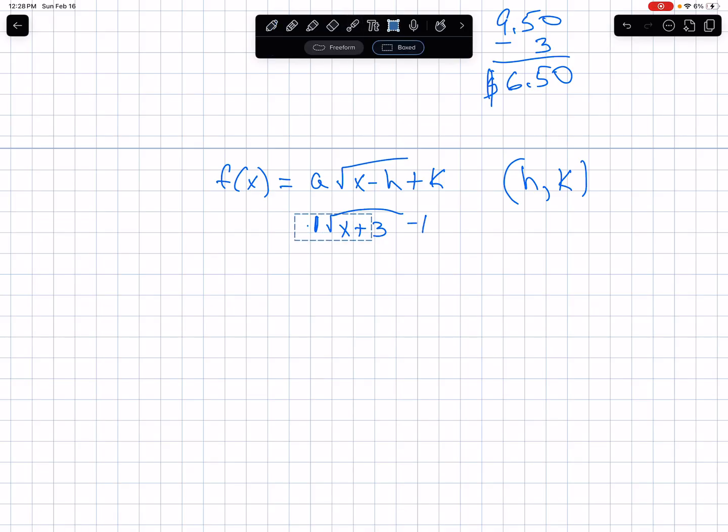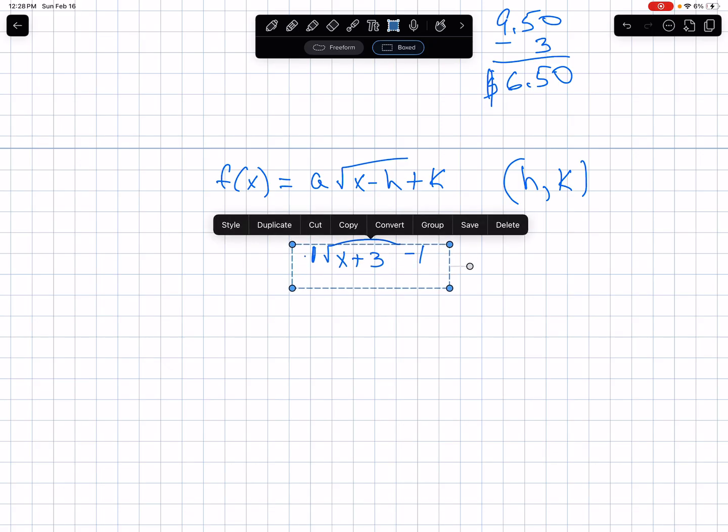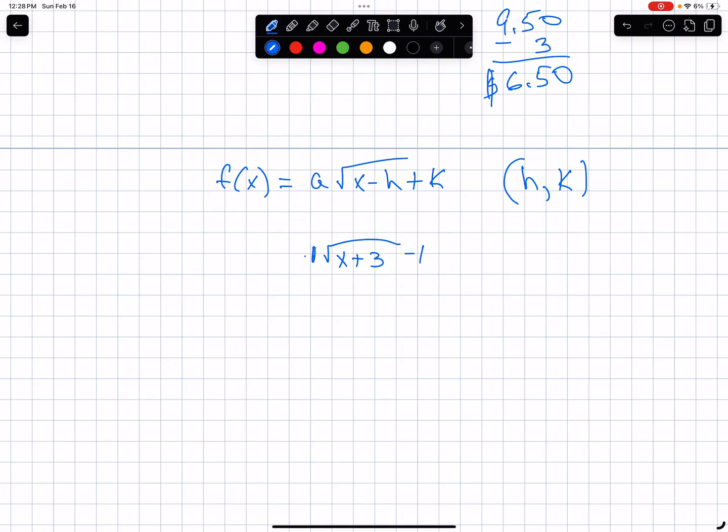So when I think about this function, it's always opposite sign in the parenthesis, same sign outside. So it's -3, -1. So (-3, -1) is where that thing starts.